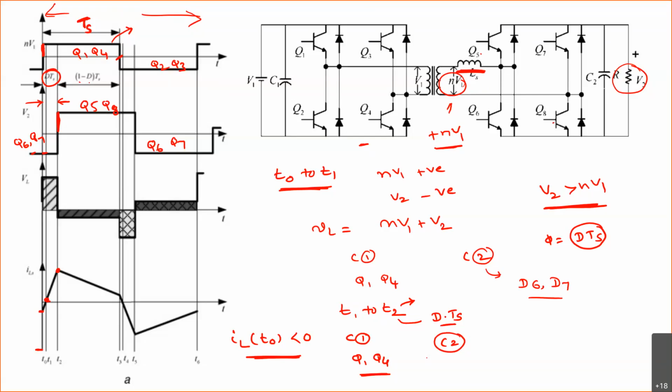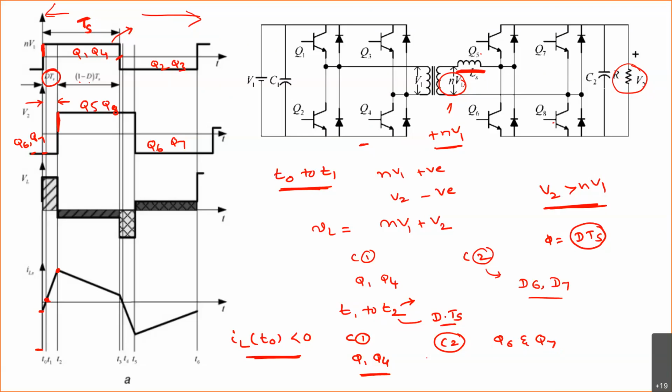So earlier D6, D7 are conducting because the inductor current is negative. Now at t equal to T1, the inductor current becomes positive. From t equal to T1 onwards, the inductor current is positive, so D6, D7 are now commutated, and the current is transferred to Q6 and Q7.